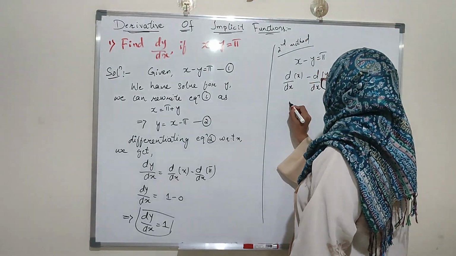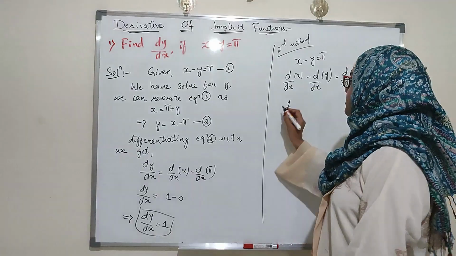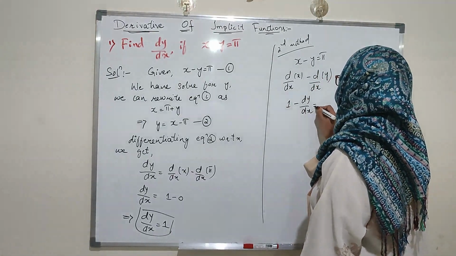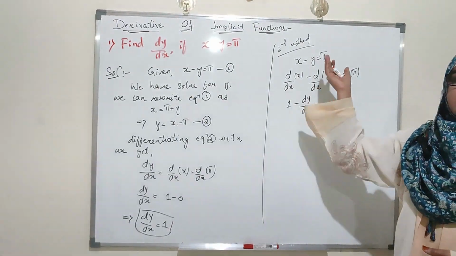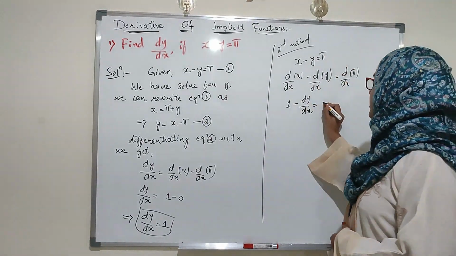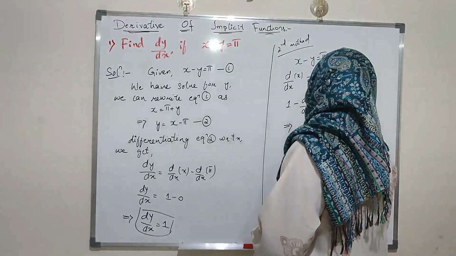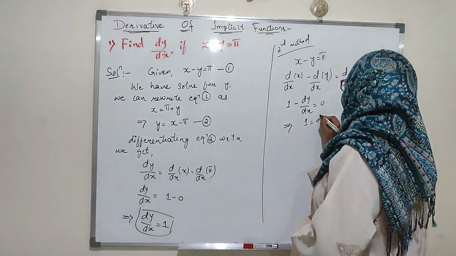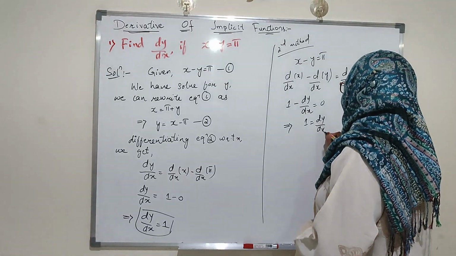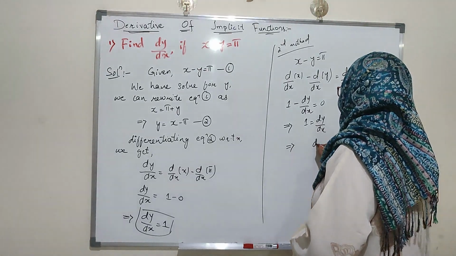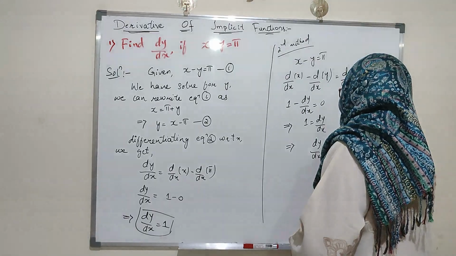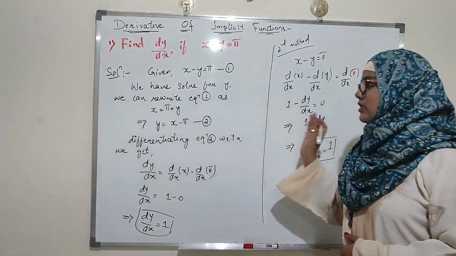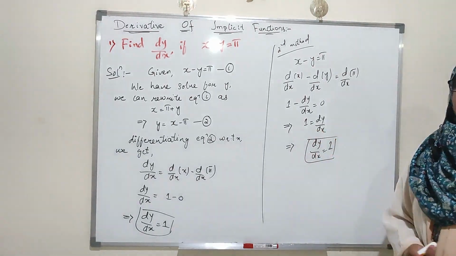The differentiation of x with respect to x is 1, minus dy by dx, is equal to the differentiation of pi. Pi is a constant here, so its differentiation is 0. Taking dy by dx to the other side, it becomes plus, so this implies dy by dx equal to 1. In both methods we got dy by dx as 1.